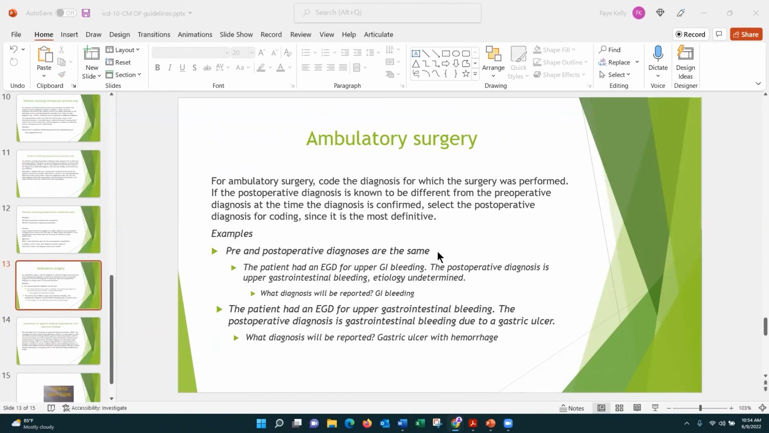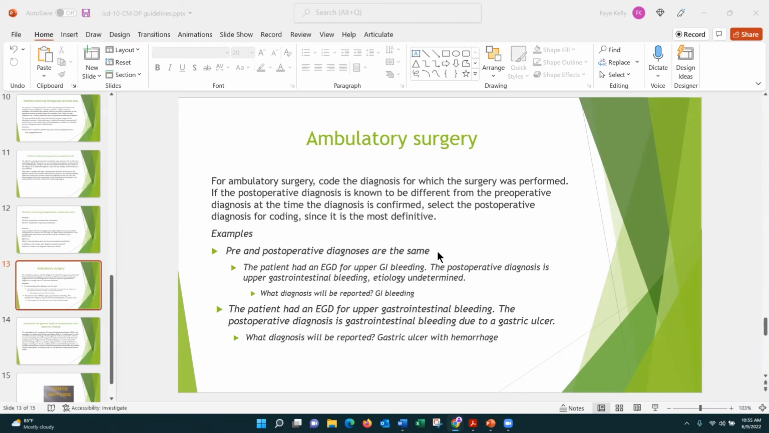All right, ambulatory surgery. Now, this is what you've been working in the virtual internship. But we have a guideline, and what it tells us is you're going to code the diagnosis for which the surgery was performed. If the post-op diagnosis is different from the pre-op at the time, then you're going to select the post-op since it's more definitive.